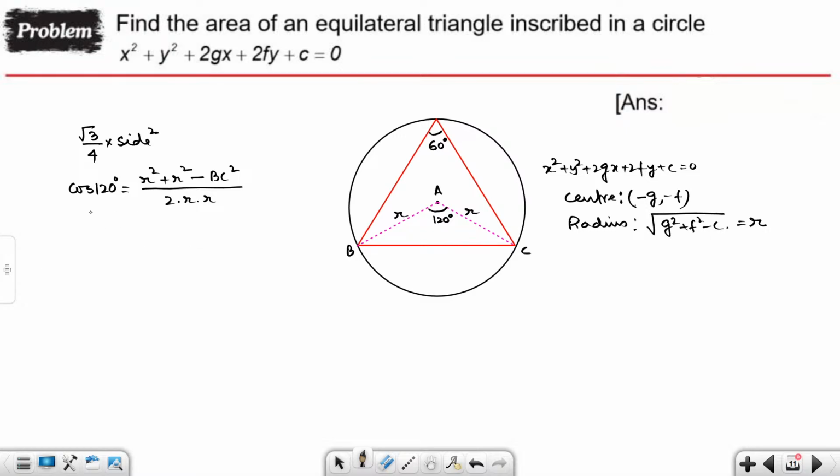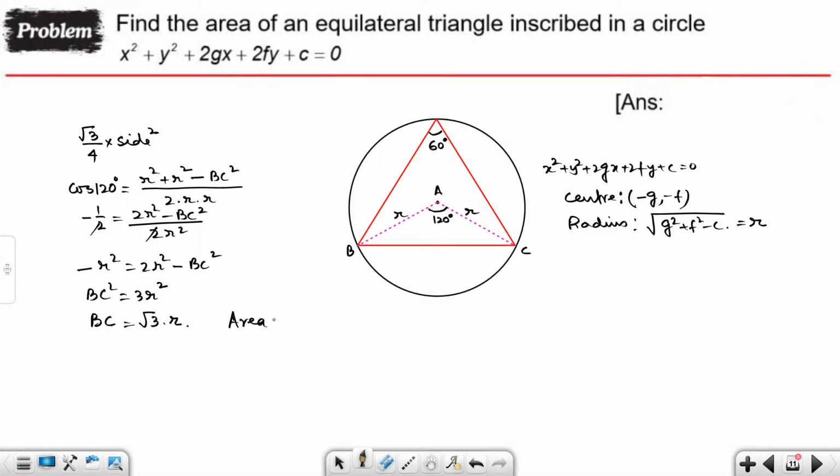So from here we can write cos 120 is minus half. 2 goes off. Minus R square is 2R square minus BC square. So your BC square is coming to 3R square. Correct? So what is your BC? Your BC is basically root 3 into R. Clear?